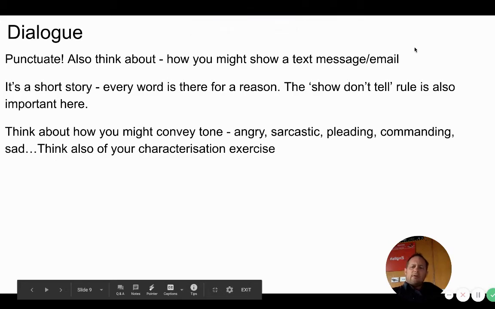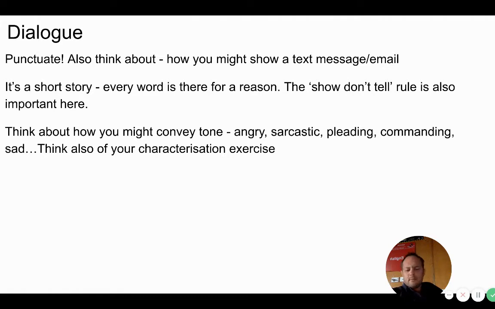A quick look at dialogue. The important thing here is just getting back to basics: that we punctuate it, and we always ensure that our punctuation encloses any of the direct speech. We talked about how we might show a text message or email using perhaps italics.